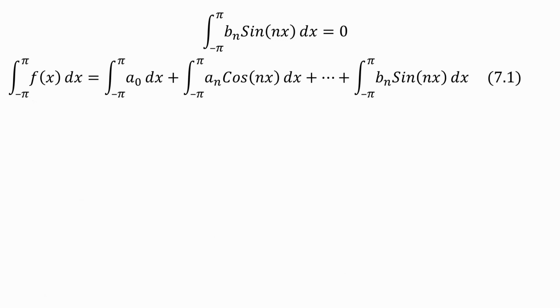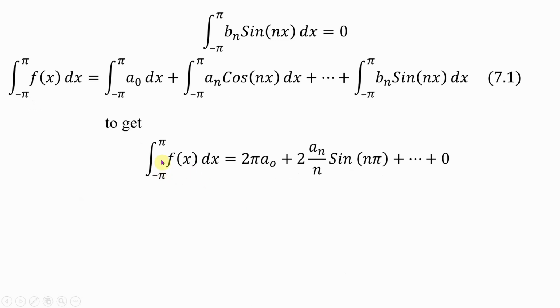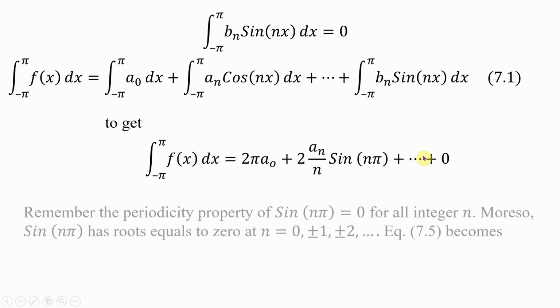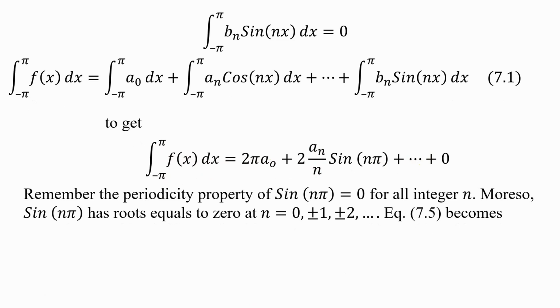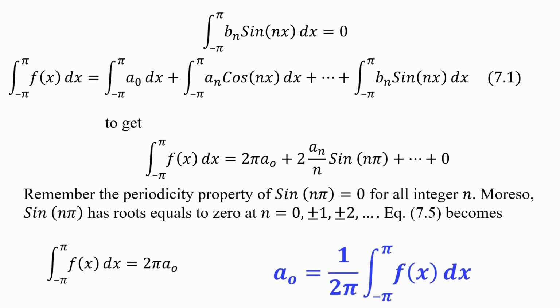If we substitute all these expressions back, we've obtained the first term, second, third. So if we substitute everything back, this is what we obtain. You have the integral from minus pi to pi of f(x) dx equals 2 pi a naught plus 2 an over n sin n pi plus 0. There is one thing again, that is the periodicity property of sin n pi. For all integers n, sin n pi will always give us 0. So the second term, 2 an over n sin n pi, will always be 0. Then we obtain this expression here. We can now say that a naught is indeed 1 over 2 pi times the integral from minus pi to pi of f(x) dx.